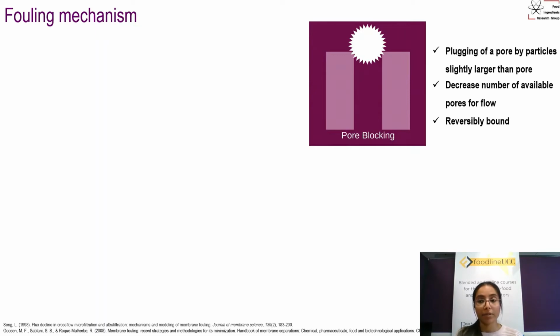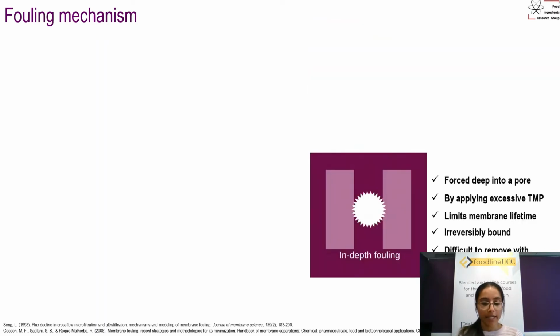And it decreases the number of pores available for the fluid flow. However, these are also reversibly bound and can be removed by cleaning. And finally, there is the in-depth fouling that happens when excessive transmembrane pressure is applied, which forces the particles deep into the pores. It is largely irreversibly bound and is difficult to remove with membrane cleaning.